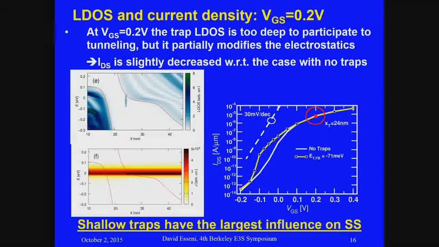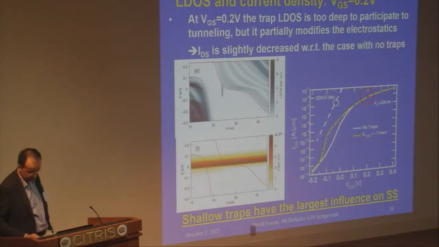But if you then move to a much larger VG, let's say in the on state, then you have completely pulled down the density of states in the channel. You've opened the tunneling window that does not need any trap assistance, let's put it this way. And so the current is completely dominated by the source to channel region.